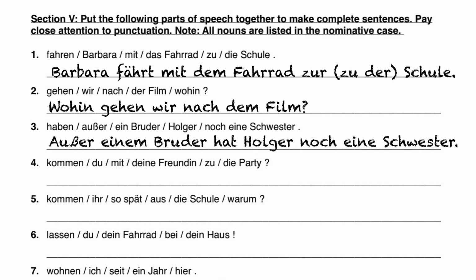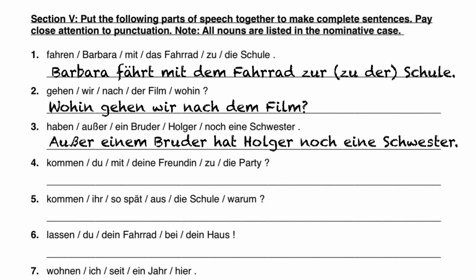Now, whenever I told you the translation earlier of außer, I told you that it meant except, and it does. So you could say except a brother, but that doesn't really make a whole lot of sense in English, so we use the word besides here. Besides a brother, Holger has. Now normally we would have subject, verb, other stuff, which would be direct object, indirect object, and all of that mess. But since we started our sentence with a prepositional phrase, we have to have our conjugated verb hat right before our subject. So the verb always goes in second position in a statement.